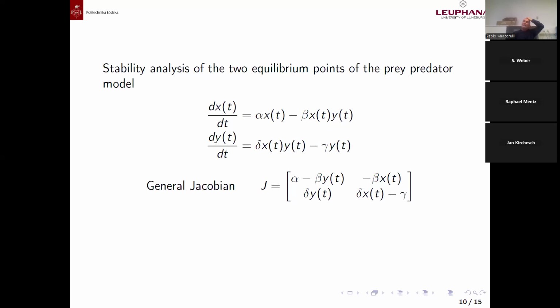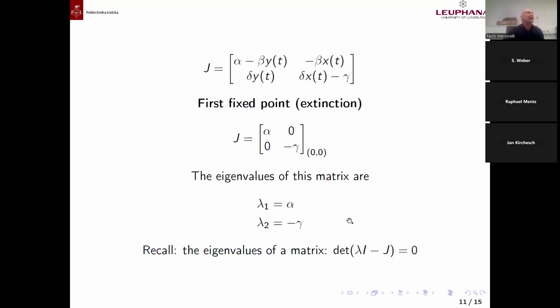And then we can see here the general Jacobian, in which this element here is the derivative of this expression with respect to x. This element here is the derivative of this expression with respect to y. And in the second row, we have the derivative of this expression with respect to x, which is delta y. And the derivative of this expression with respect to y is delta x minus gamma. Now we can calculate this at our candidate equilibrium point, 0, 0.